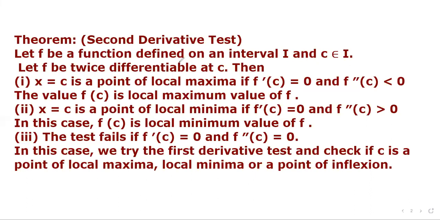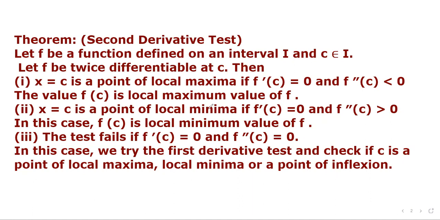Let f be a function defined on an interval I and c belongs to I. Let f be twice differentiable at c. Then x equal to c is a point of local maximum if f'(c) equal to 0 and f''(c) is less than 0. The value f(c) is the local maximum value of f.